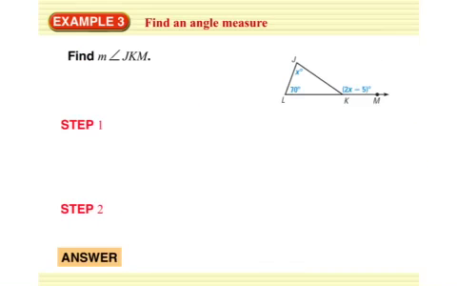So let's apply that to an example. If I want to find the measure of angle JKM, that's this one here, I would say, well, 2x minus 5 is equal to the sum of x and 70. So step 1 is write and solve the equation using the exterior angle theorem.